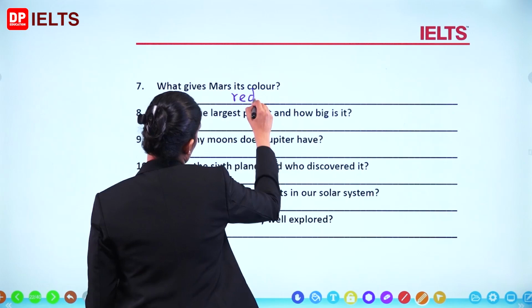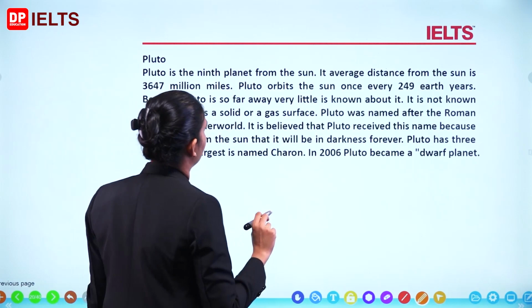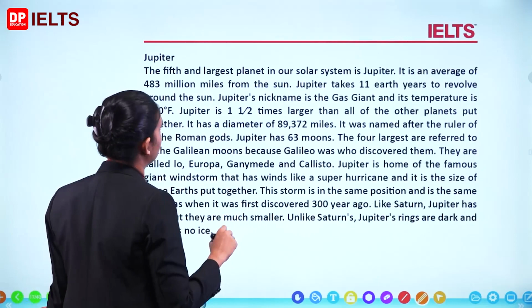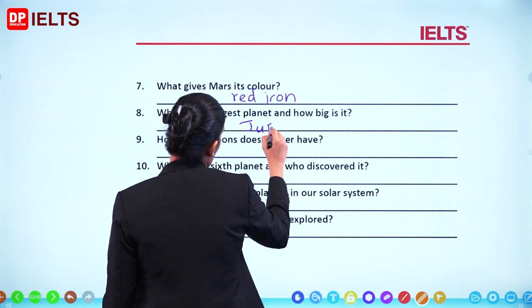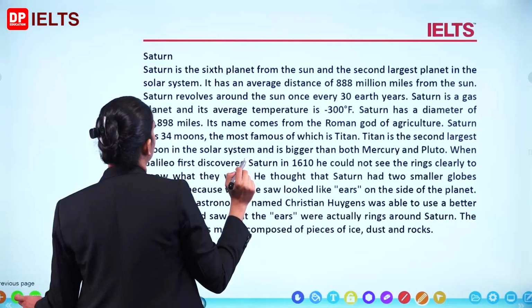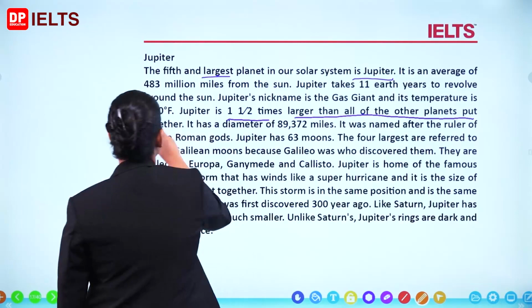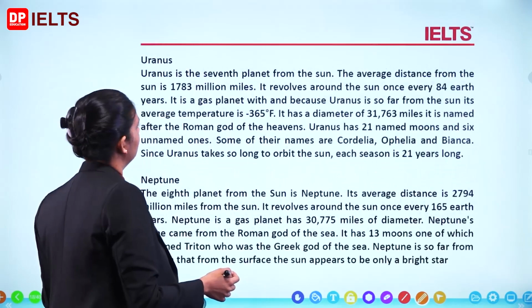What is the largest planet and how big is it? So, let's go and see. No, it's not the largest. No, it's not Neptune. Second largest is Saturn. The largest one is Jupiter. And how big is it? So come to Jupiter and see. It's 1.5 times larger than all the other planets put together. Okay, so there you are. You have your answer there. Okay, so write that answer.